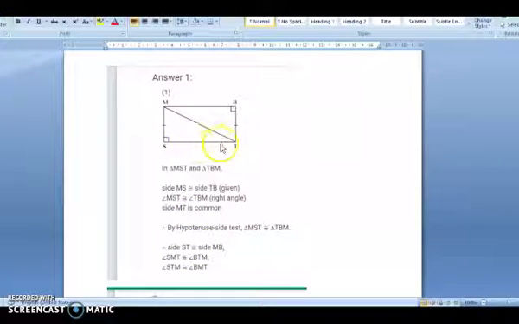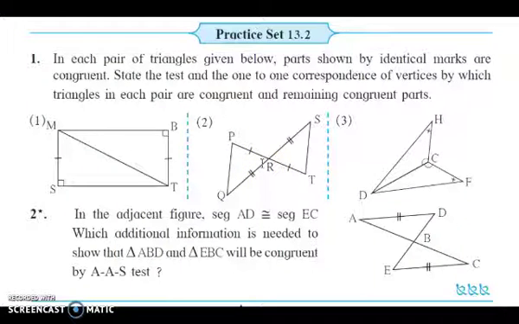The remaining side is this one, ST, and it is congruent to this side MB. The remaining angle SMT, this angle, is congruent to angle BTM, this angle. And the remaining angle STM is congruent to angle BMT, this angle. So these angles on the opposite sides of this hypotenuse are also congruent. So let us see now question number 2.